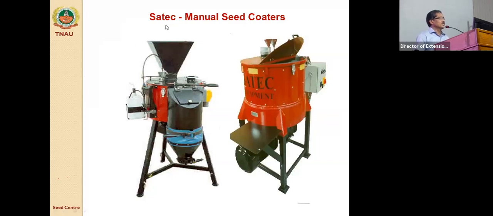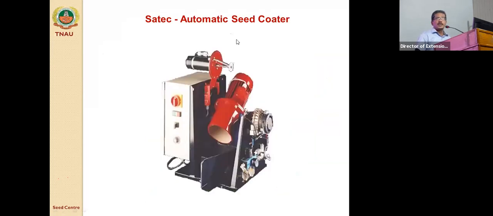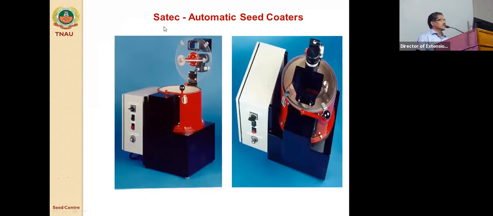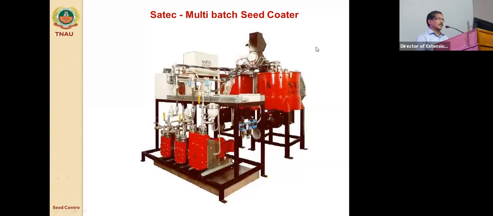Now I want to show some commercially available seed coating machines. This is a manual seed coating machine from the Denmark-based Satec company. Sweden and Denmark, these two countries, are leading in seed pelleting and coating, both machine manufacturing as well as pelleting technologies. This is an automatic seed coating machine available from Satec, and this is the same company's automatic machine in two different positions. And this is a large-scale multi-batch seed coater available from Satec.